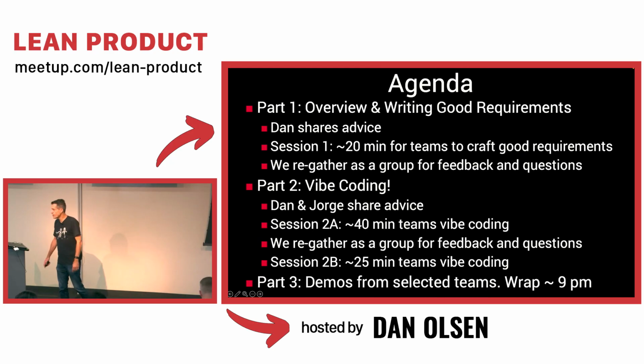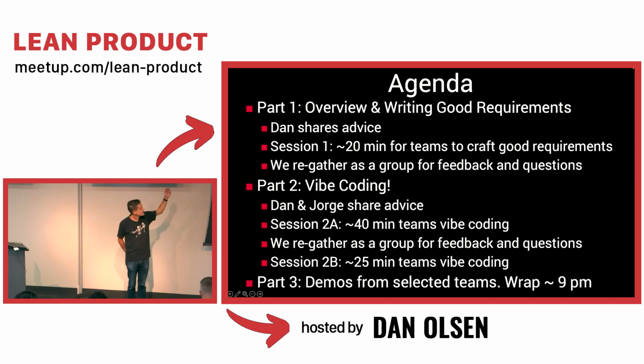Anyway, just a quick overview of what we're gonna do today. We are gonna break it up into three sections really. The first section is an overview of vibe coding and starting out with good requirements. Because you can type whatever you want into the vibe coding tool, but the quality of what you type in is going to impact the quality of what you get out. So we're going to spend time talking about that.